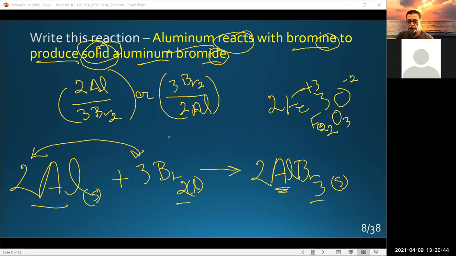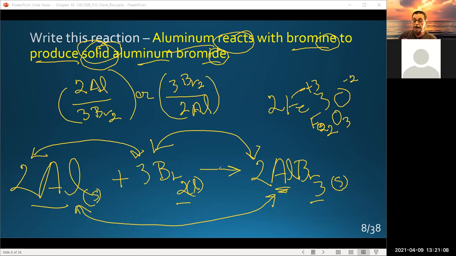There's also a ratio between the bromine and the aluminum bromide, okay? And there's also a ratio between the aluminum and the aluminum bromide. Okay, it's a 2-to-2 ratio here, aluminum to aluminum bromide, or a 1-to-1. With the bromine to the aluminum bromide, it's a 3-to-2. And so here I got 6 conversion factors that I can set up as needed, okay? So those coefficients are very important. We're going to use that in a chapter called stoichiometry to do calculations.